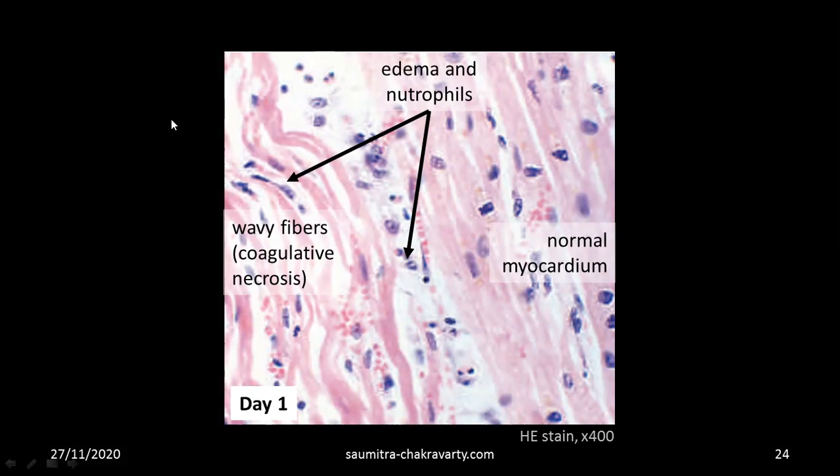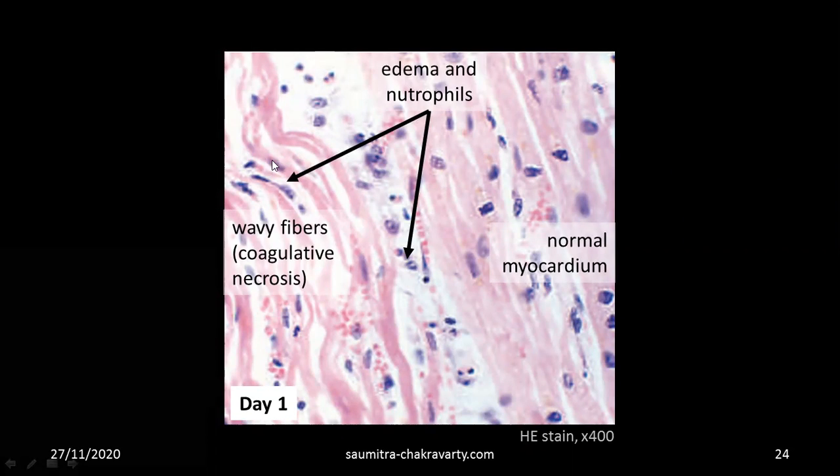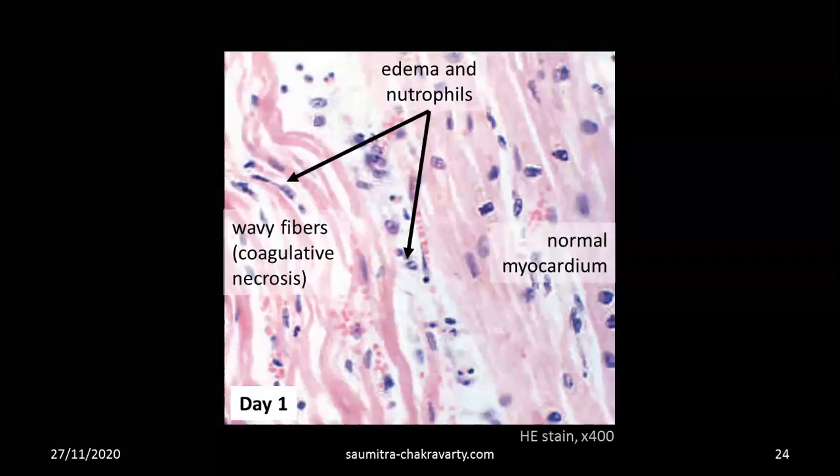Okay, the structure is maintained here. Exactly. It maintains the original structure. And these fibers, so this particular fiber is dying, but it's not completely dead. It has got nucleus within it. But this fiber has become eosinophilic, more pink, wavy, but no nucleus within. So wavy fibers is another way of saying coagulative necrosis. If you say wavy fibers in pathology in myocardium, it means coagulative necrosis of the myocardial cell.